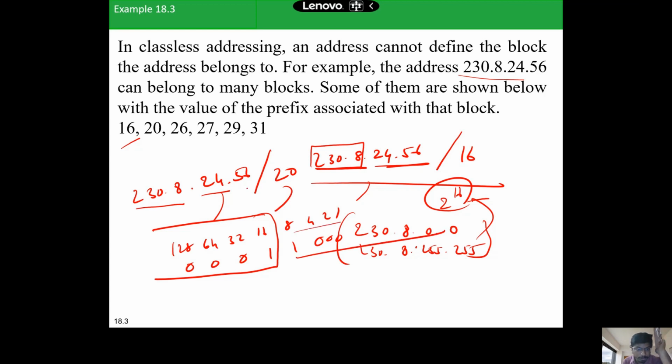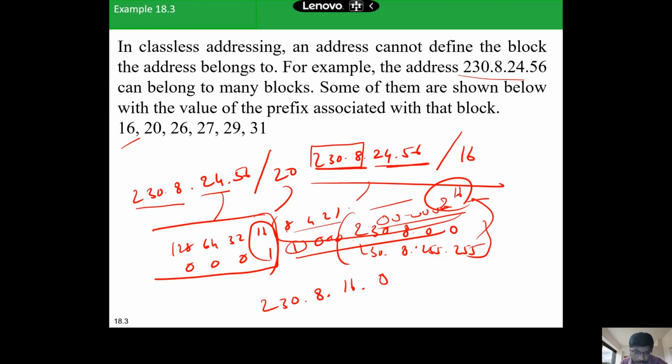The remaining 4 bits from the third byte and the last 8 bits, you set all to 0, right? That becomes your first address. So what will be the first address? 230.8.16 in the third byte, and the fourth byte all zeros. So that's going to be the first address.